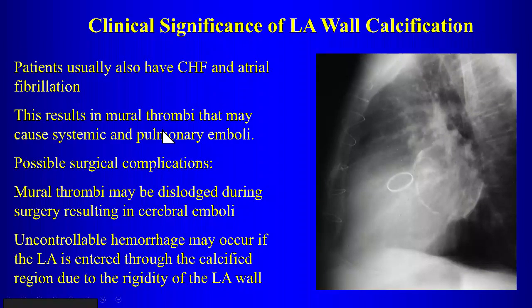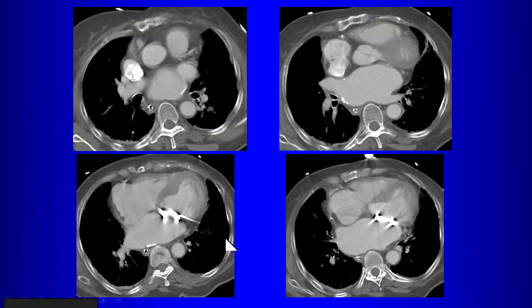That's a setup for developing mural thrombi to cause systemic emboli, pulmonary emboli. Possible surgical complications, if they go in to try to fix their mitral valve disease. The mural thrombi can be dislodged during surgery. Of course, that can cause cerebral emboli. Also, because the left atrial wall is very stiff, another complication might be hemorrhage during surgery because of the difficulty controlling that from the stiffness of the atrial wall. Right? So we can see this on CT. This patient's already had a mitral valve replacement. But you can see the left atrium is dilated, but we can also see there is calcification here along the wall of the left atrium.